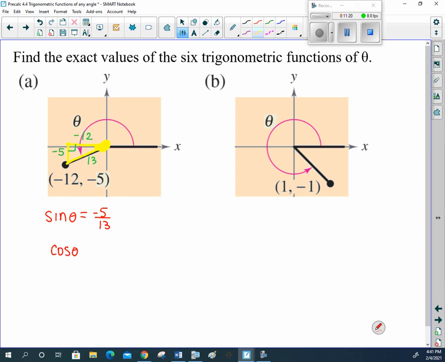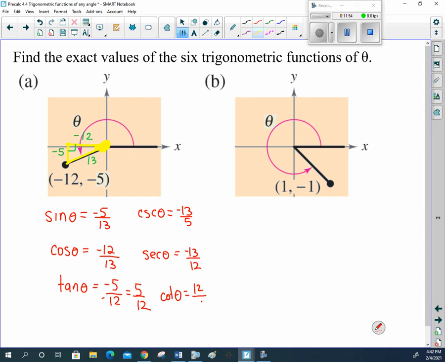Cosine theta is going to be adjacent over hypotenuse. And tangent theta is going to be opposite over adjacent, and you would want to divide that to make that a positive 5 over 12. Okay, the reciprocal functions: cosecant theta is going to be a negative 13 over 5. Secant theta is going to be a negative 13 over 12. And cotangent theta is going to be 12 over 5. So there's our 6 trig functions.